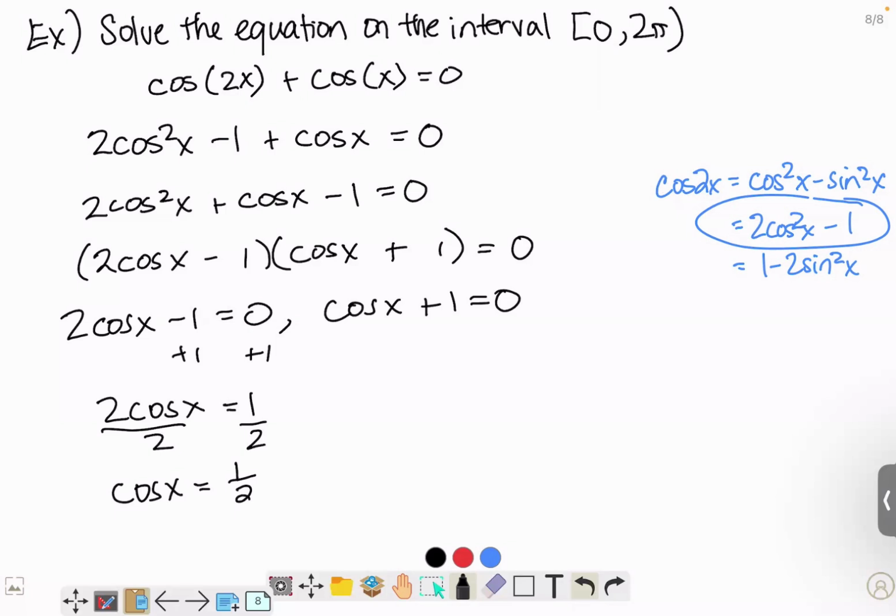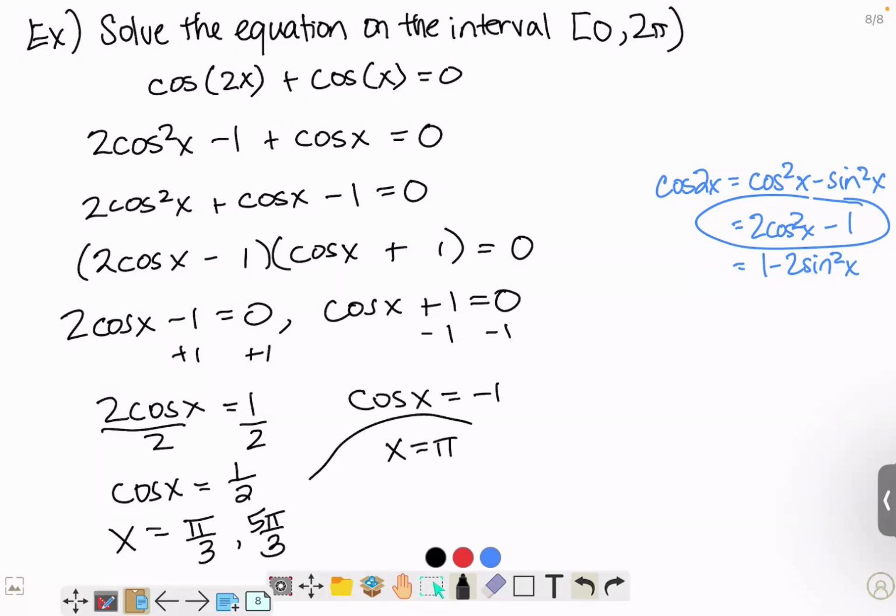In the first quadrant, it happens at pi over 3. And then cosine is positive again in the fourth quadrant, so that would be 5 pi over 3. So pi over 3 and 5 pi over 3. And then over here, just one step, so subtracting 1, we get cosine x equals -1. Cosine, the x-coordinate, is -1 at pi. So when x is equal to pi. All right, so the three of these give us our solution.